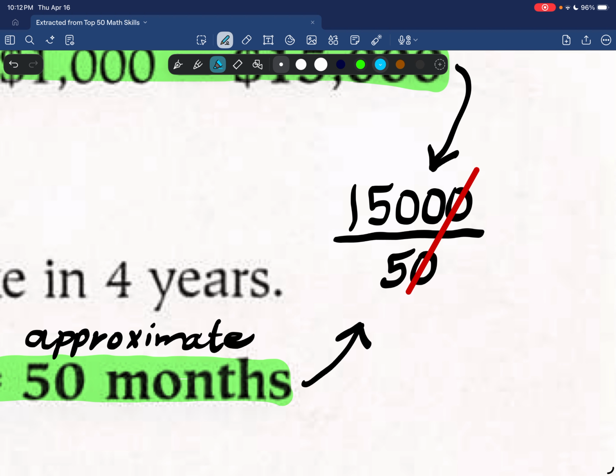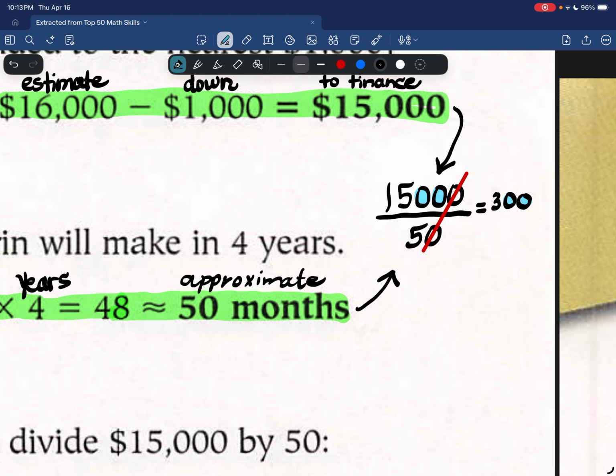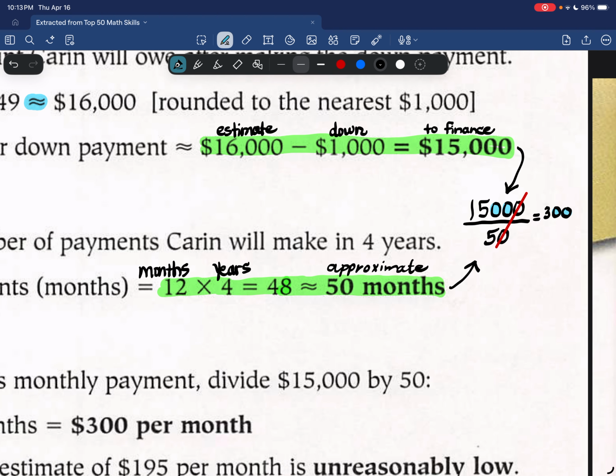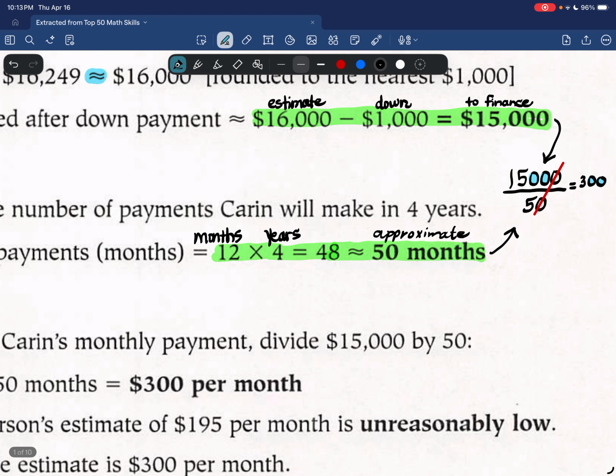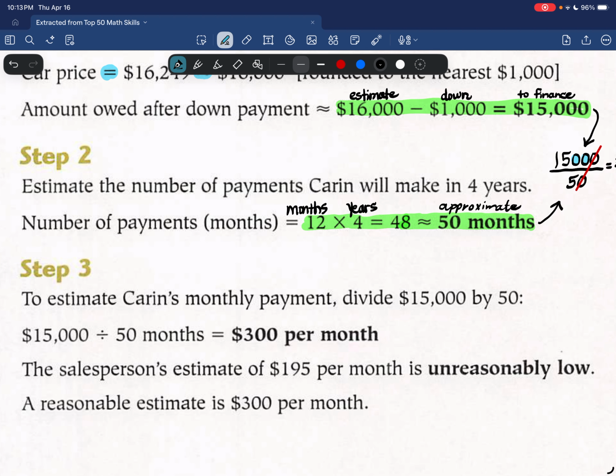Let me get a color change going here. I'm going to bring these two zeros over. We can't cancel them, so they have to come over. And again, that would be these two, same two zeros. And then 5 goes into 15 3 times. So that would be an answer, a quotient of 300. And that's what they've done down here.